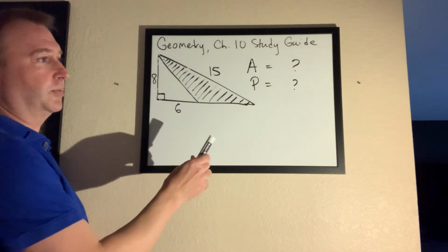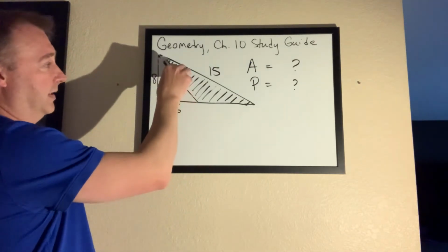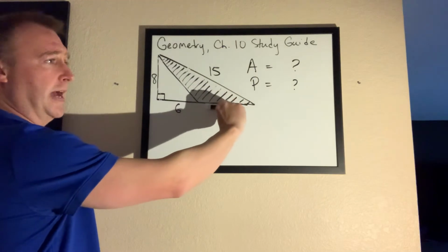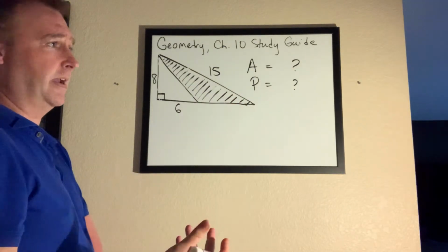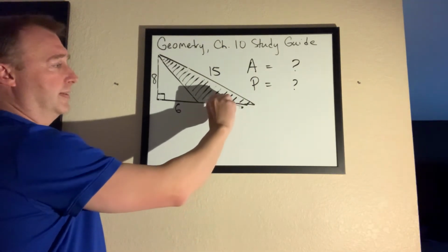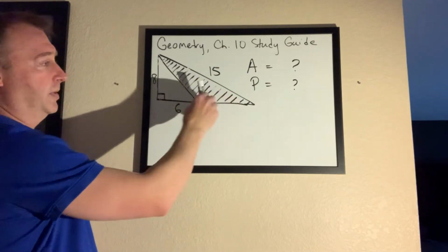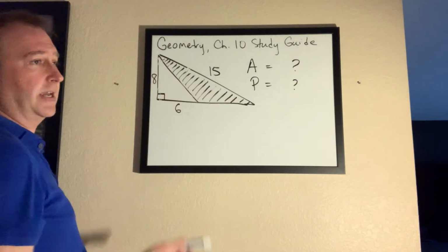Anyway, we have two lengths we need to find to get the perimeter. We need to get that length, and we need to get that length. And in terms of getting the area, we definitely need this length, which will serve as the base. And we already know the height of that shaded triangle is 8.